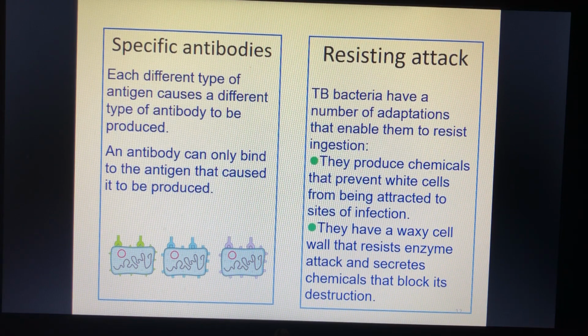TB, so tuberculosis bacteria, have a number of adaptations that enable them to resist ingestion. This is just kind of an interest bit really. They produce chemicals that prevent white blood cells from being attracted to the sites of infection. They also have a waxy cell wall that resists enzyme attack and secretes chemicals that block its destruction. So just saying how bacteria have evolved to become resistant to demolition really.